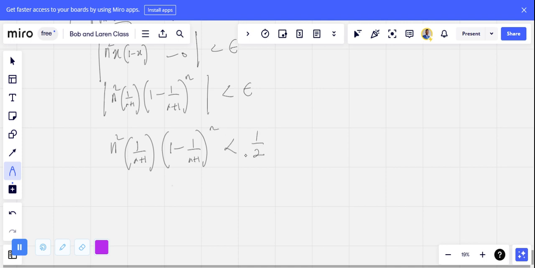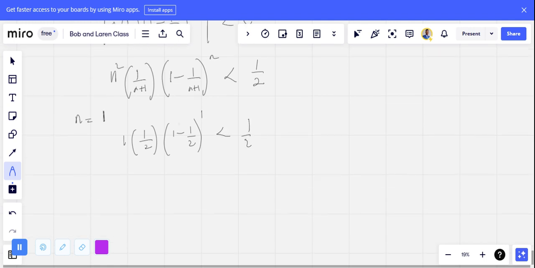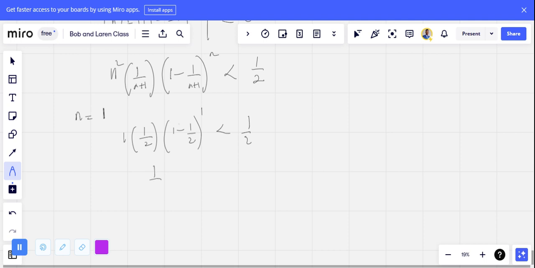Now looking at this expression here, let's say we take our n to be equal to 1. So what's going to happen in this case? If you take your n to be equal to 1, I will have 1 times 1 over 2, times 1 minus 1 over 1 plus 1, that's 2, raised to the power of 1. So is it less than 1 over 2? Let's confirm. If it is true, then no problem. Then here in this case, I will have 1 over 2 times 1 over 2 also, right? And that's 1 over 4. So the question is, is 1 over 4 less than 1 over 2?